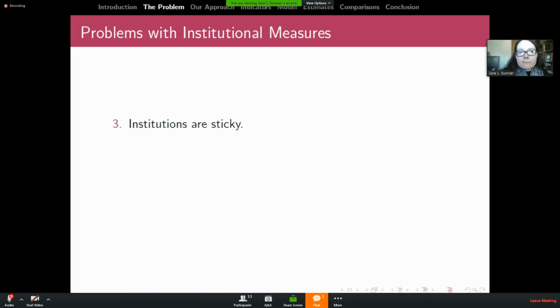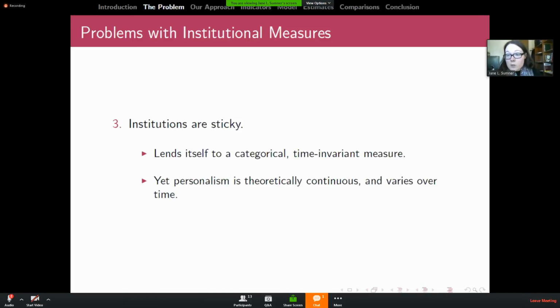And the third problem is that institutions, as many of us know, are very sticky. They don't change a great deal from year to year or within regimes. And this tends to lend itself very naturally to a categorical, time-invariant measure of autocracy or of personalism. And this is a problem because theoretically, personalism is continuous, and theoretically, personalism can vary over time. So we believe, and theories of personalism suggest, that within a regime, the regime itself can become more personalist or less personalist over time. And in fact, these changes in personalism predict theoretically interesting outcomes. So the inability to get to this time variance is a problem.